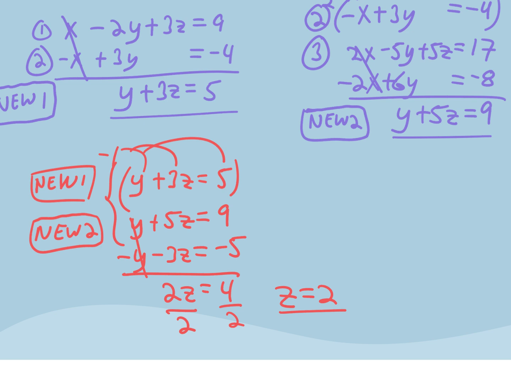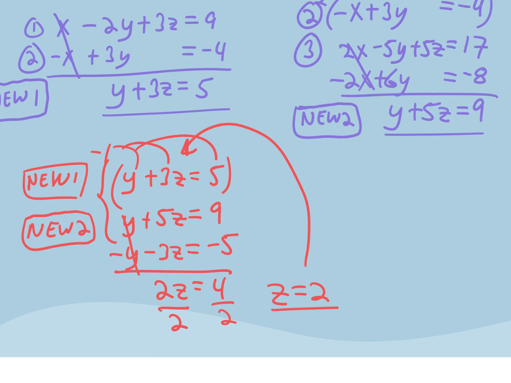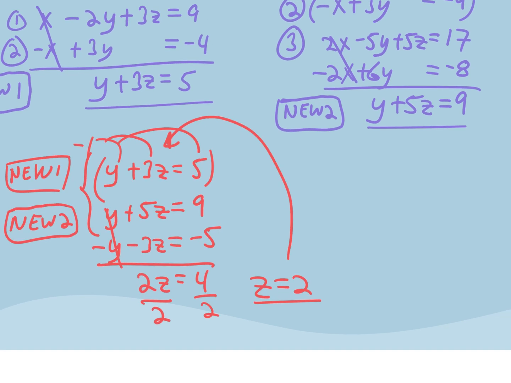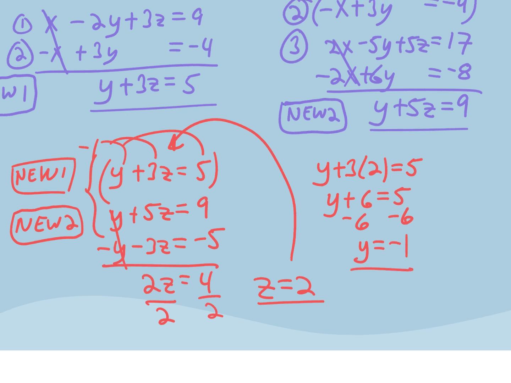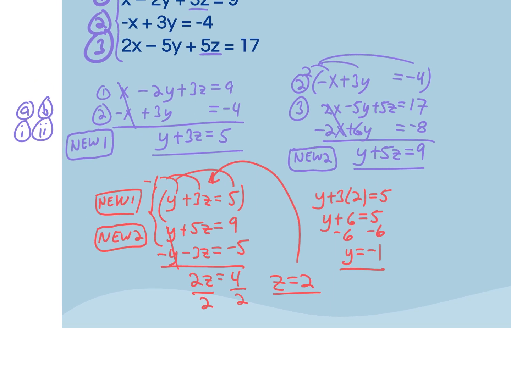What can we easily find now? Y, right? If we plug that into any one of our new equations, we can very easily find y, right? I'm going to plug it into the first one. So then we get y plus 3 times 2 equals 5. So then we get y plus 6 equals 5. Subtract 6, and then we get y equals negative 1. So now we have 2 of our 3 letters. What's the only one missing?